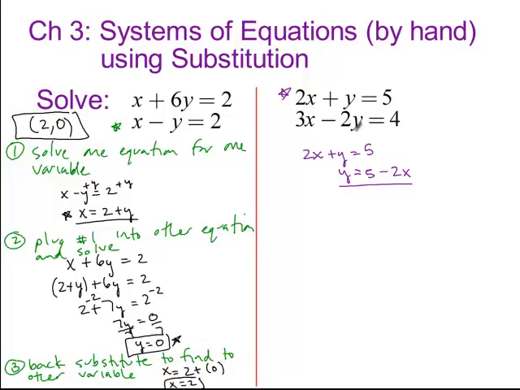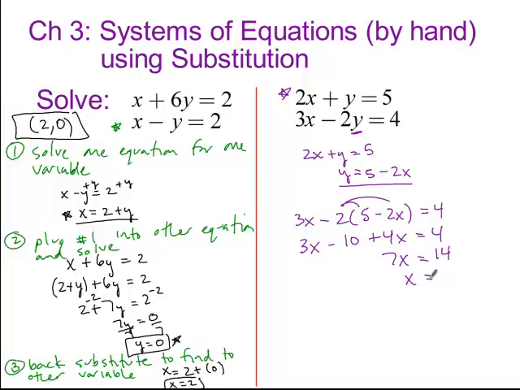I'm then going to plug this into the y of my second equation. So I'm going to take 3x minus 2, and instead of writing y, substitute in the corresponding expression for y. And then I solve this resulting equation for x. So I'm going to distribute my negative 2. Get negative 10, minus a minus becomes plus 4x. Combine my x's, 3x and 4x is 7x. Add 10 to both sides is 14. Divide both sides by 7, and I get x is 2.